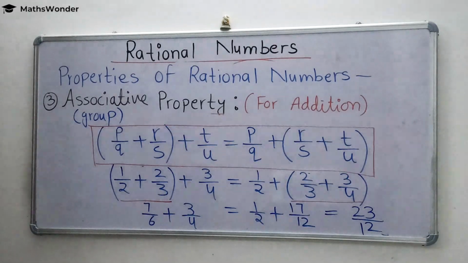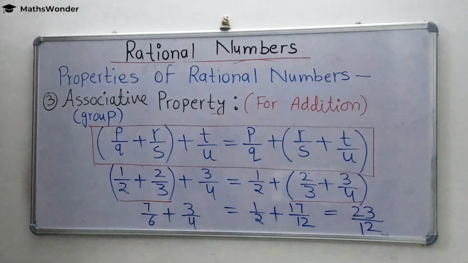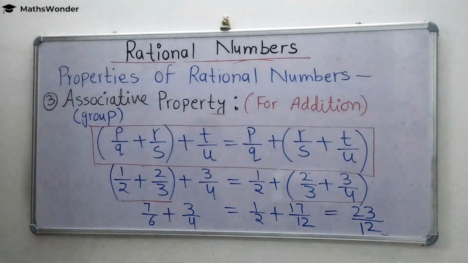That means this verifies that if you change the grouping, if you change the order, you will get the same answer on both sides. So this is the associative property or associative law. While adding three rational numbers, they can be grouped in any order and will give the same answer.